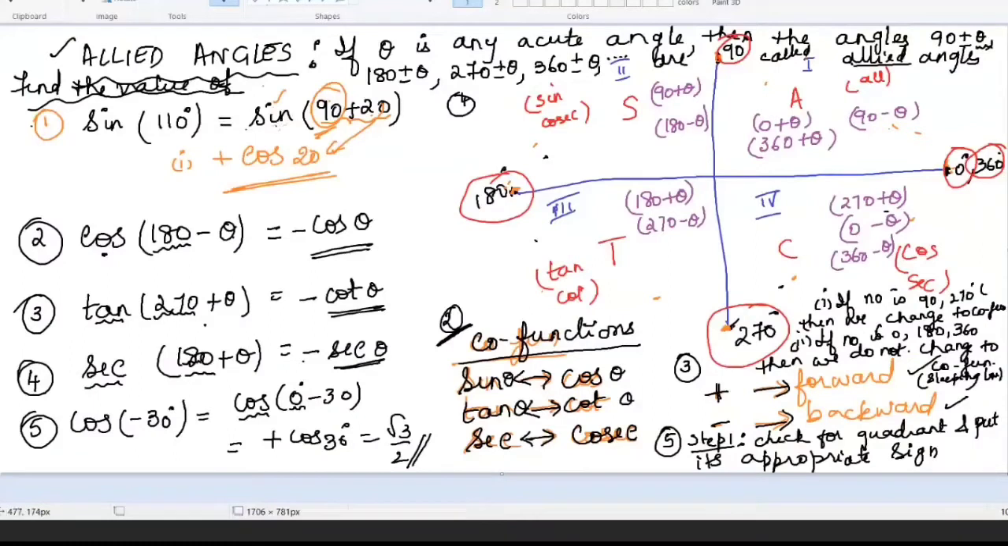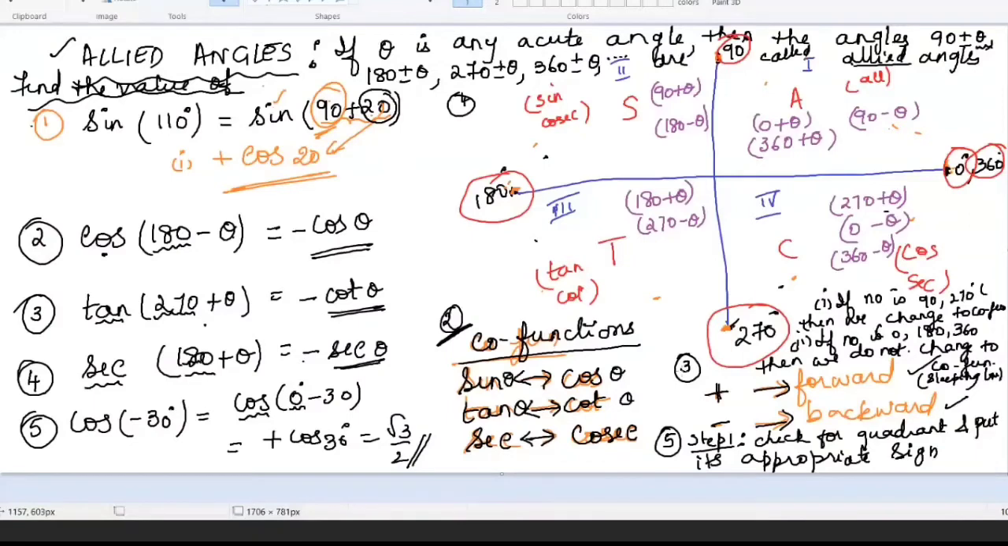That can be written, 110 can be written as 90 plus 20. Remember, this number should be an acute angle, less than 90 degrees. Remember, that is what we had written, if theta is any acute angle. Okay. Next, follow the steps. Go to the fifth point, the steps.